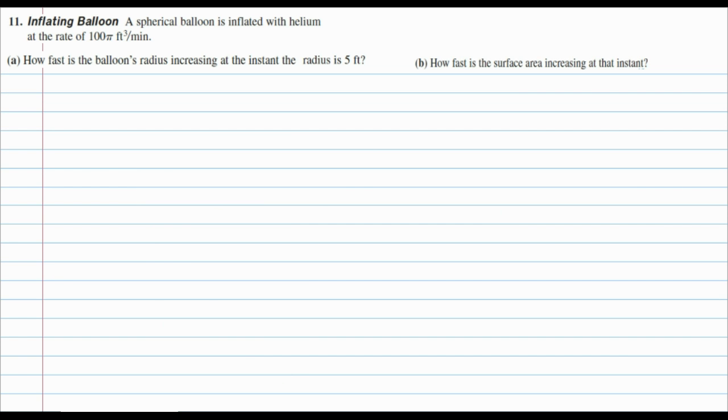Then I'll try problem number 11. It says that a spherical balloon is inflated with helium at the rate of 100 pi cubic feet per minute. That's the rate that the volume is changing. So I'm going to first define V of t as the volume of the spherical balloon, which implies that dV dt, the rate the volume is changing, is 100 pi.